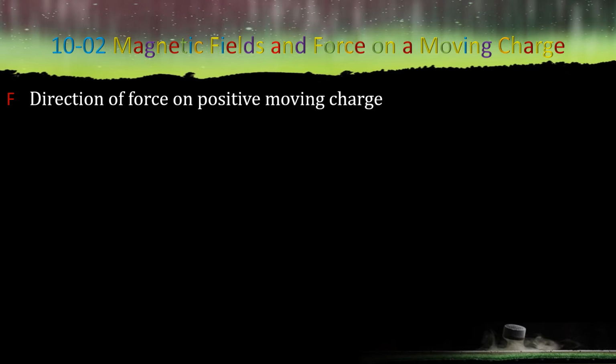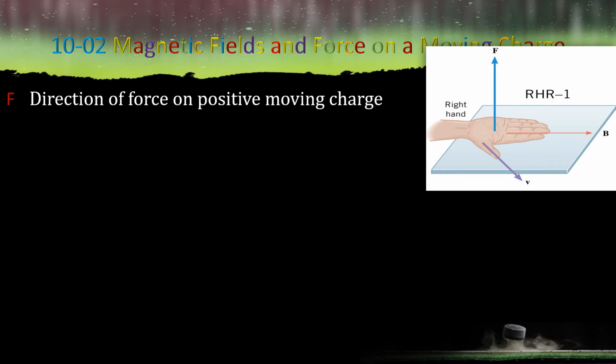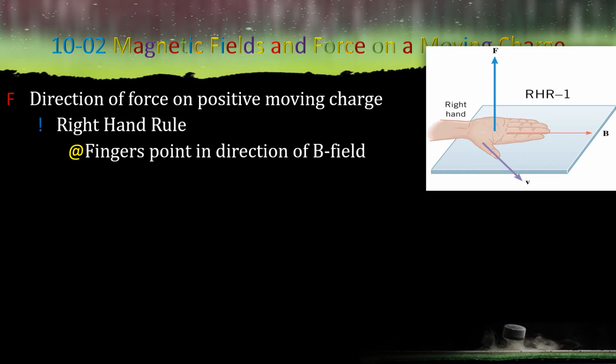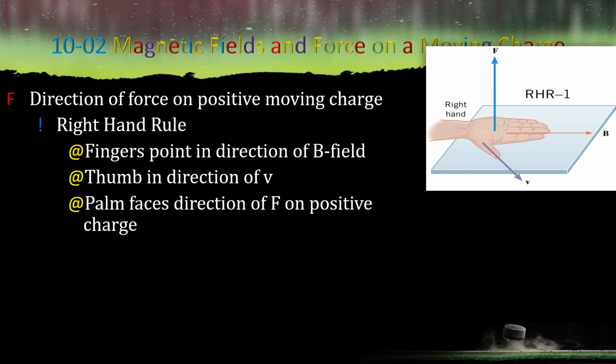Now, the direction of the force on a positive moving charge is given by the right hand rule. When the fingers point in the direction of the field and the thumb in the direction of the moving charge, then the palm faces the direction of force on a positive charge.